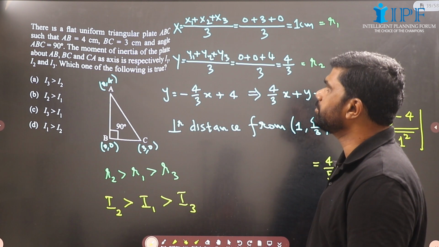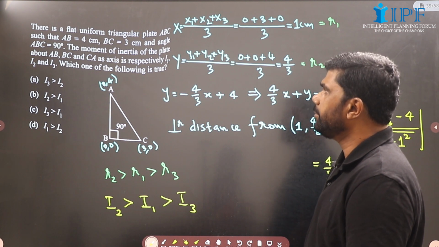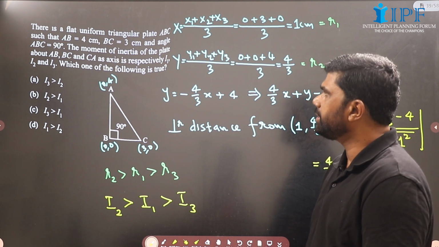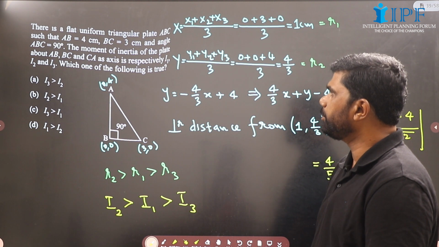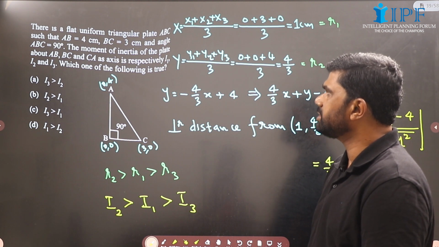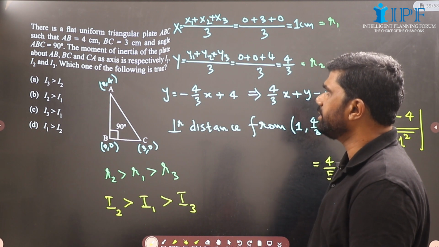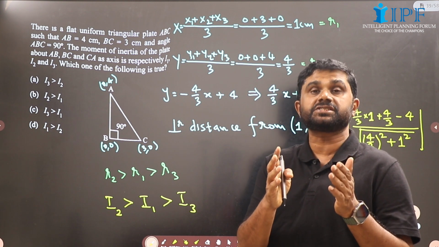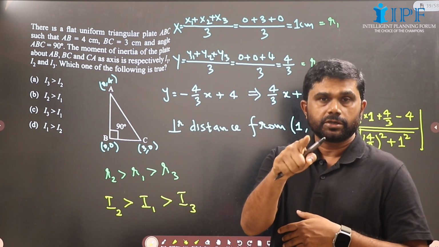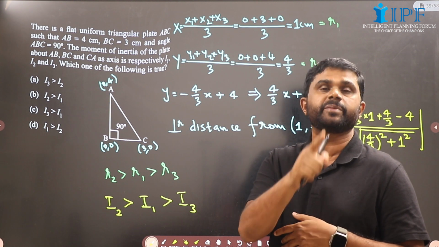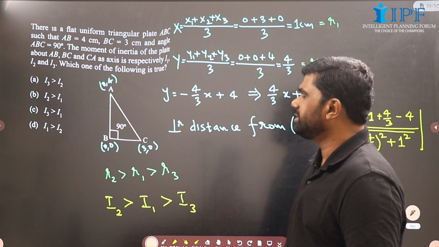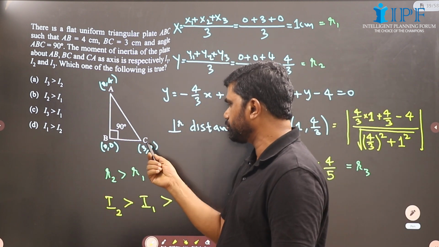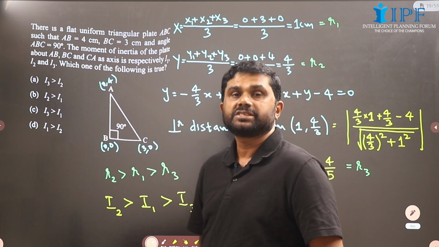There is a flat uniform triangular plate ABC. AB equal to 4 cm, BC equal to 3 cm, and angle ABC equal to 90 degree. The moment of inertia of the plate about AB, BC and CA as axis is respectively. Now see, if the distance of the axis from the center of mass is more, then the moment of inertia about that axis will be more. Now the location of the center of mass we can easily find. Suppose this is 0, 0, so this will be 3, 0 and this will be 0, 4.